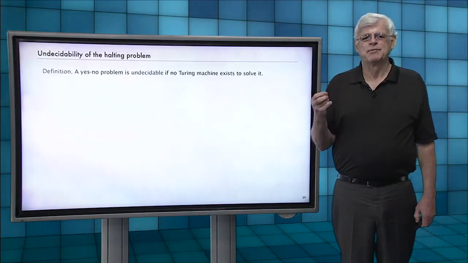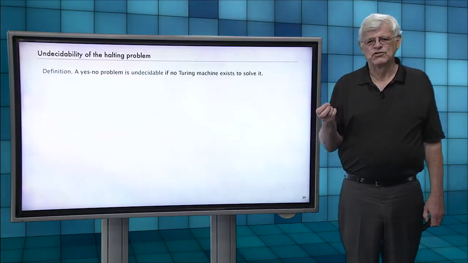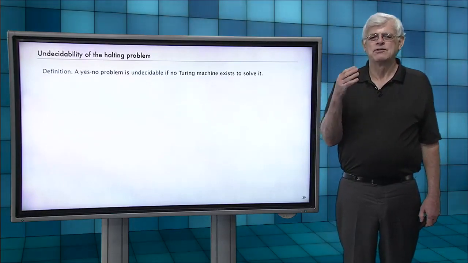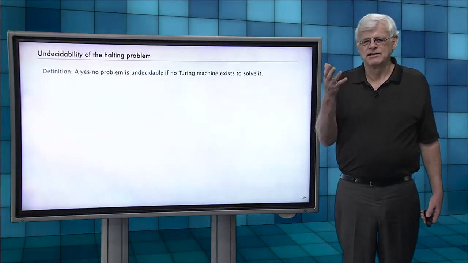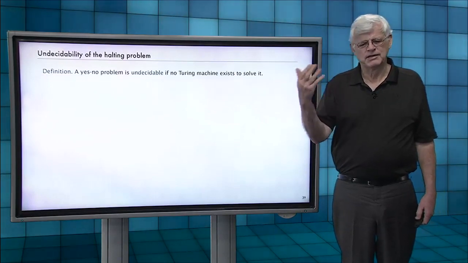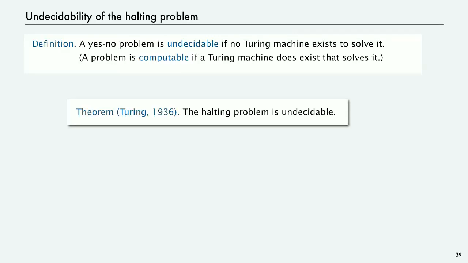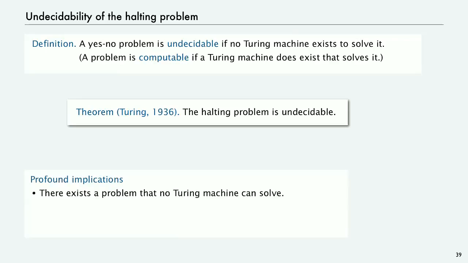That's called the undecidability of the halting problem. So we say that a yes-no problem whose answer is yes or no is undecidable if there's no Turing machine that can solve it. That is, that can be guaranteed to wind up in a yes state or a no state. The opposite of that is we say a problem's computable if there is a Turing machine that exists that solves it. And what Turing showed in the same paper where he showed the universality of Turing machines is that the halting problem is undecidable. And that's got very profound implications.